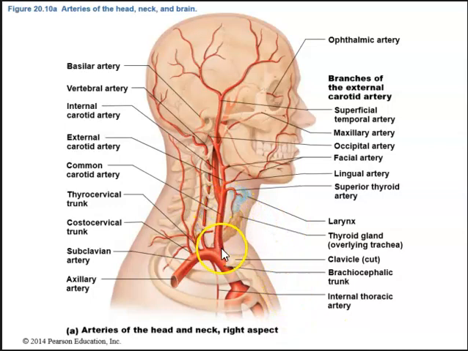We can see that the common carotid artery will eventually branch to form the external carotid artery, as well as the internal carotid artery. Internal carotid artery, again, going into that carotid canal in the base of the skull to help contribute to the circle of Willis, which is the blood supply of the brain.